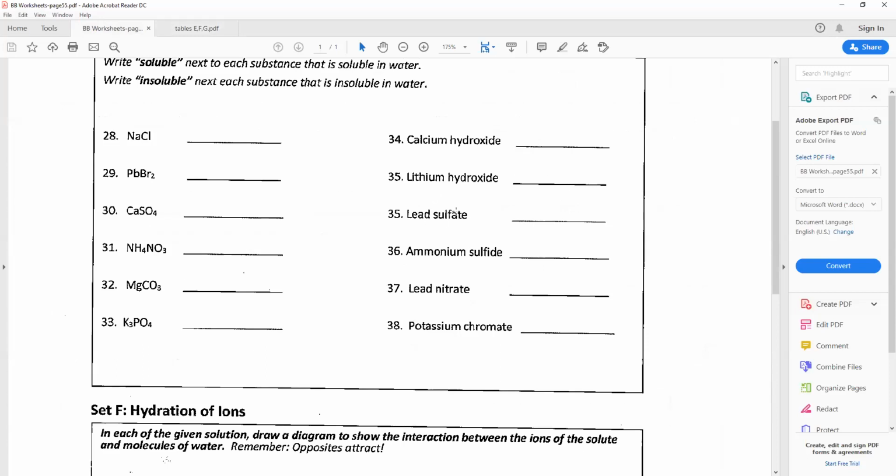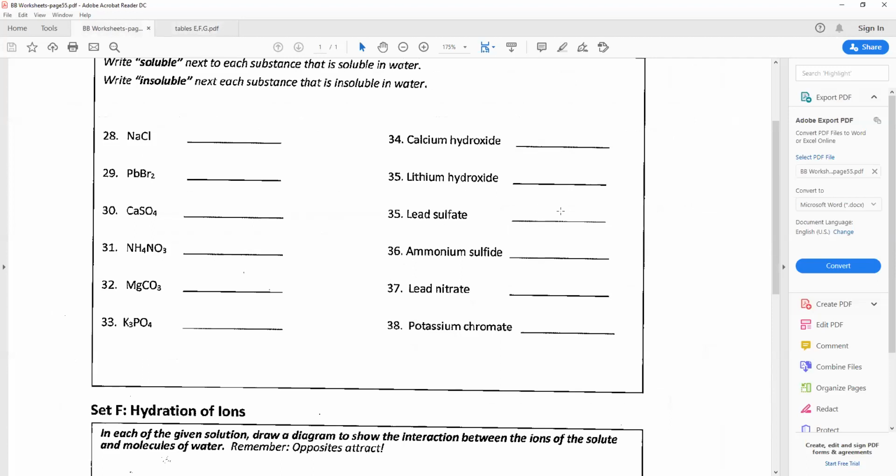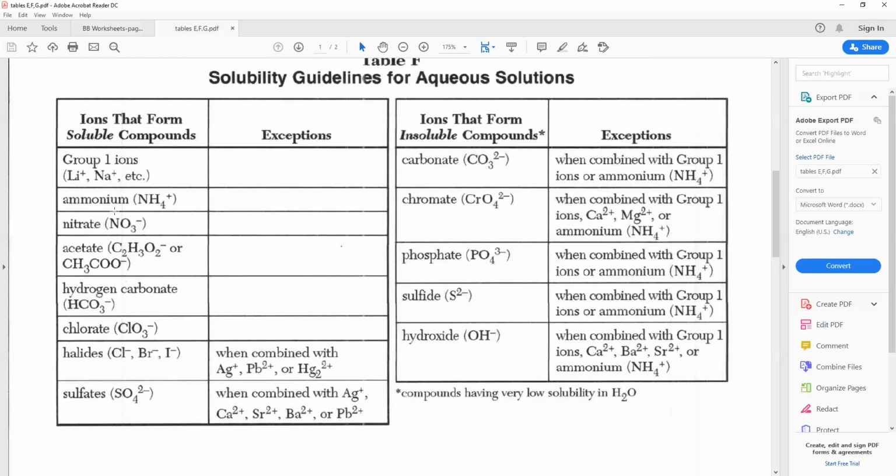Lead sulfate. Let's look at sulfates. Sulfates are over here. And sulfates are usually soluble. But when they're combined with lead, lead-2, what is it going to be? Insoluble. So that's why lead sulfate is going to be insoluble. Number 36, ammonium sulfide. Well, we know ammonium is over here. Ammonium, no matter what it's combined with, it's going to be soluble.